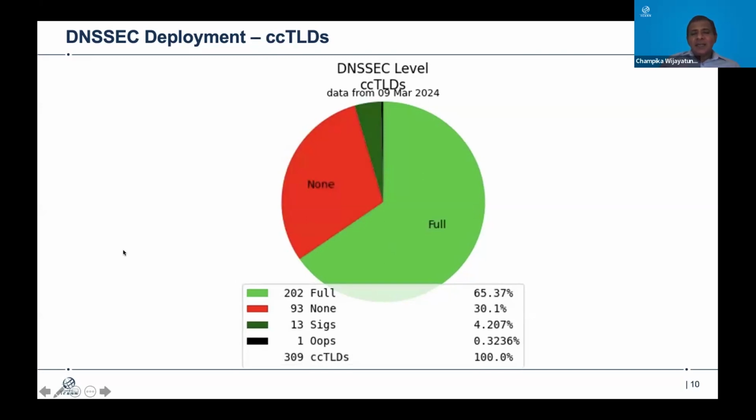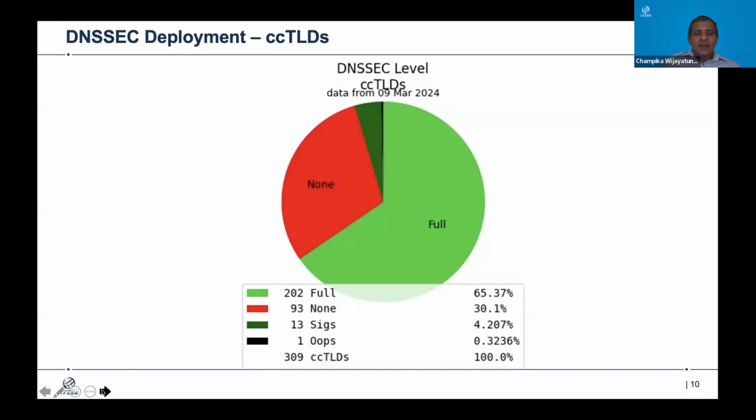Now with ccTLDs, you can see currently there are 309 ccTLDs in the world, like .mm for Myanmar, or .th for Thailand, or .sg for Singapore, and so on, right? So if you think of the ccTLDs, out of 309, 202 have fully deployed DNSSEC. There are some partial, currently being worked on. And then the red area, 93, still they have not deployed DNSSEC. So almost 30% of the ccTLDs in the world have not signed their zones yet.